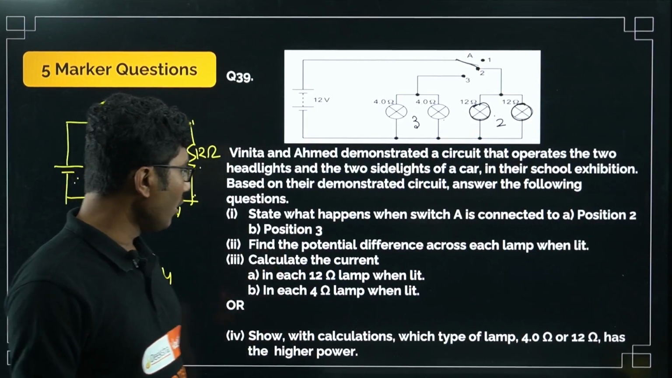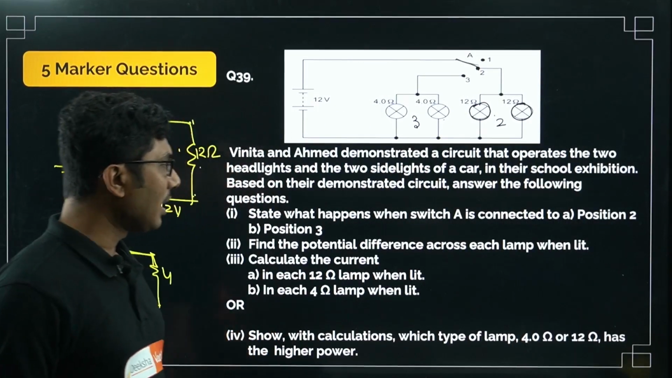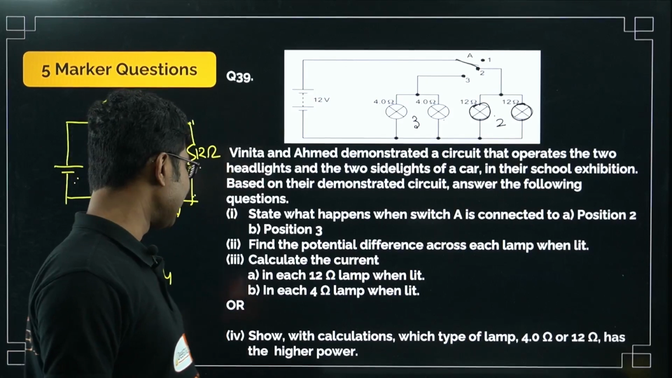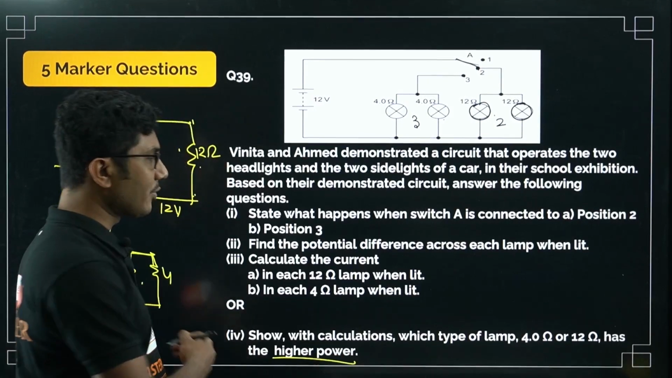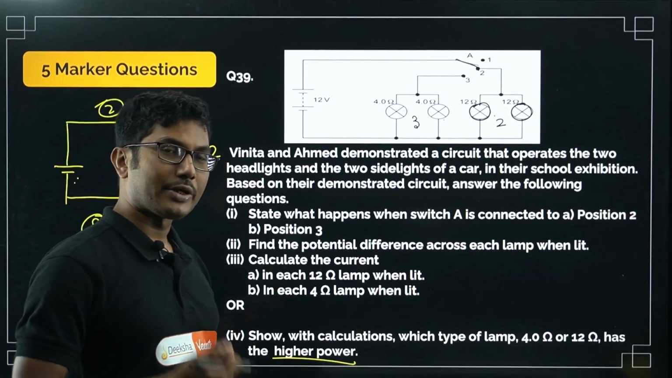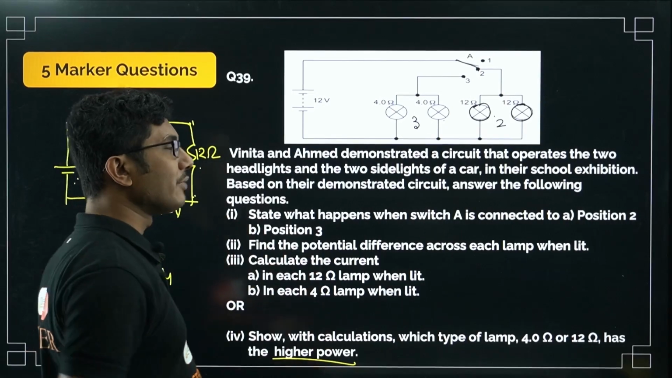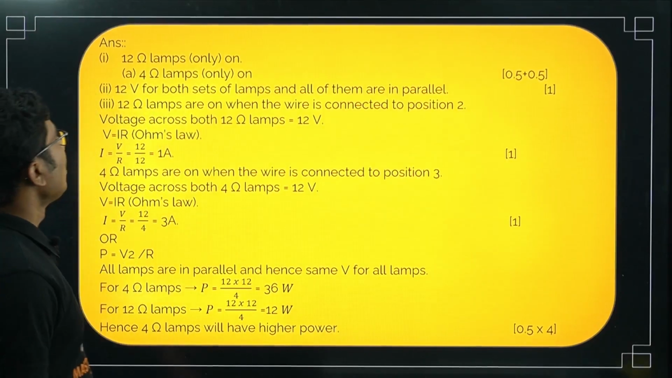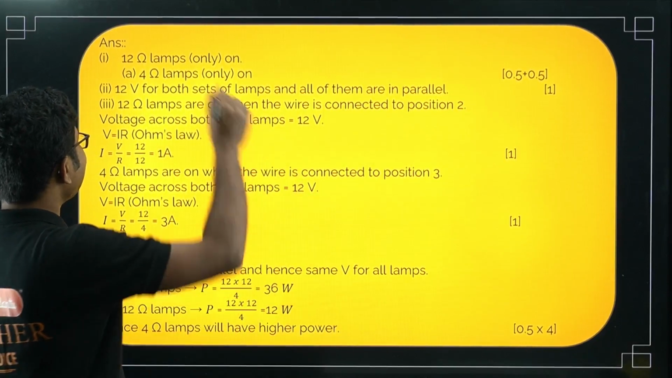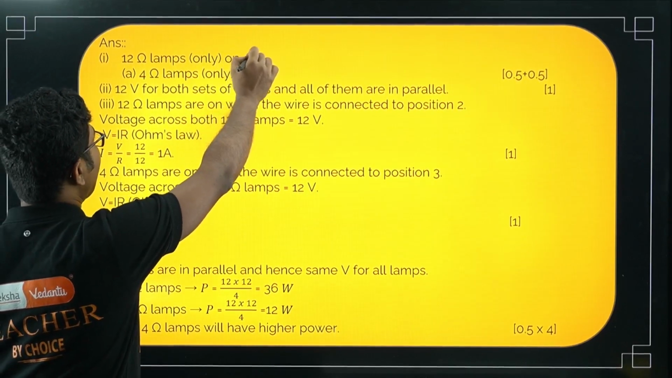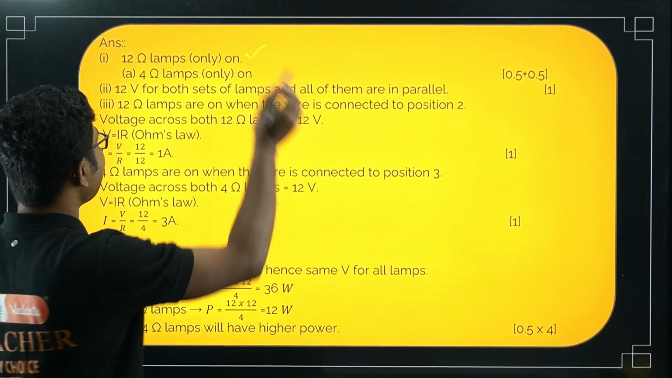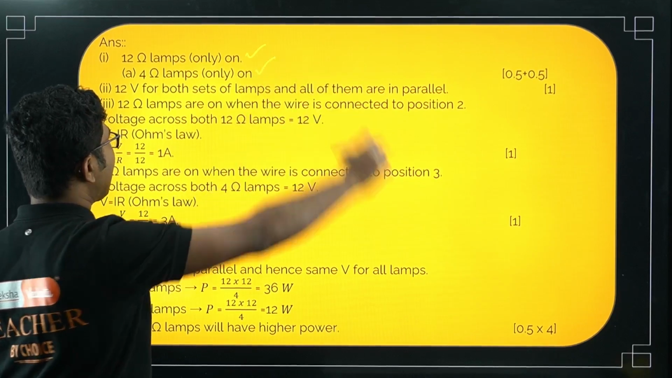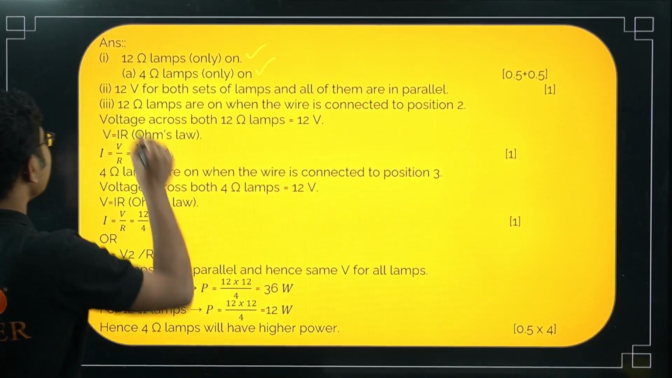Okay, now there is an OR question for the last part: show with calculations which type of lamp, 4 ohm or 12 ohm, has the higher power. So you have to calculate the power and show that this has a higher power. From there you can say this is the main headlamp, this is the side lamp. Let's see the answer. In the first case only 12 ohm lamps are on. In the second case only 4 ohm lamps are on. So this is the first case.